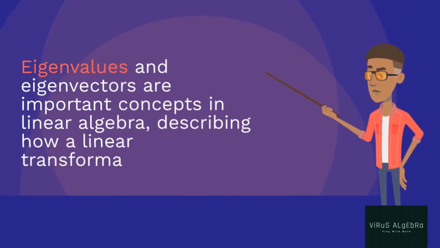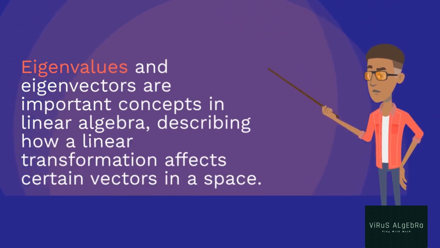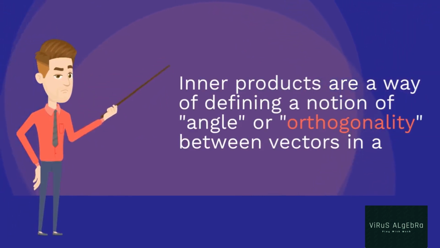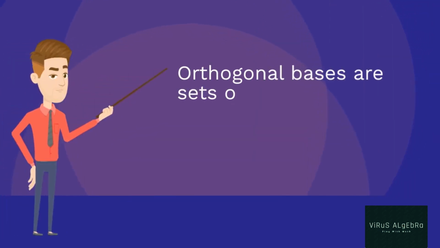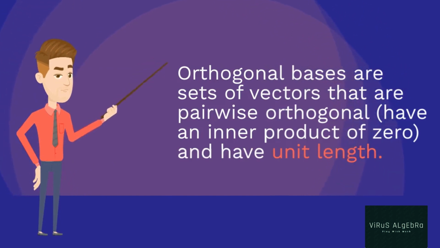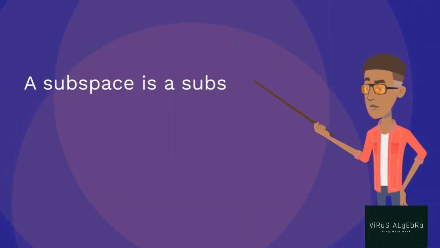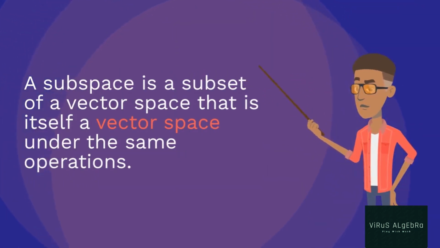Eigenvalues and eigenvectors are important concepts in linear algebra, describing how a linear transformation affects certain vectors in a space. Inner products are a way of defining a notion of angle or orthogonality between vectors in a vector space. Orthogonal bases are sets of vectors that are pairwise orthogonal, have an inner product of 0, and have unit length. A subspace is a subset of a vector space that is itself a vector space under the same operations.